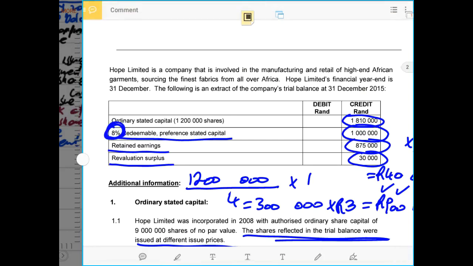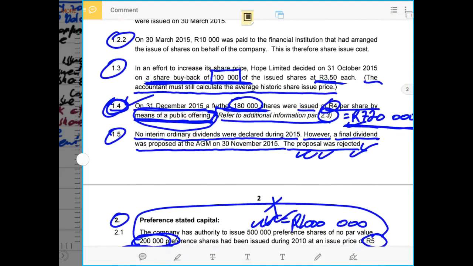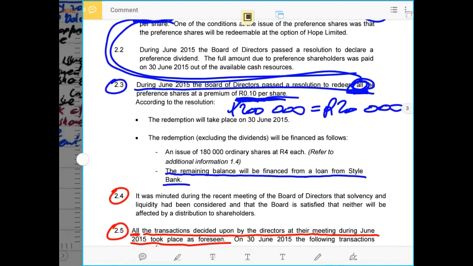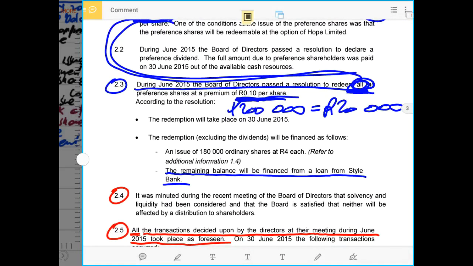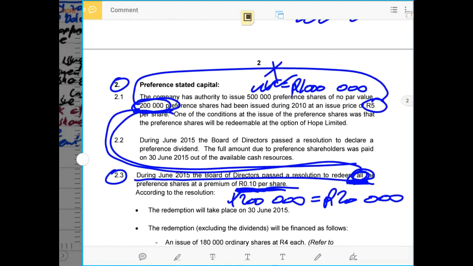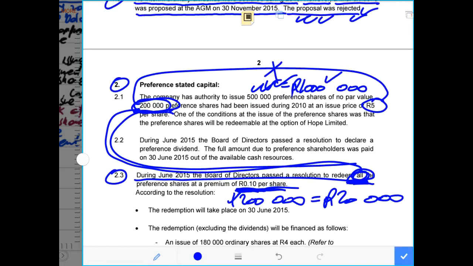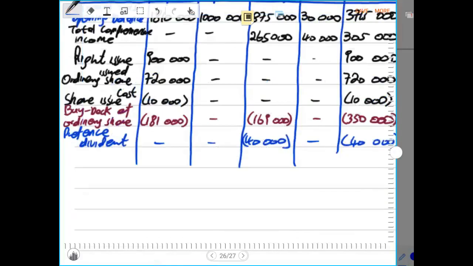So now if the declaration of preference dividends is during the year, before the end of the year, we have to account for the number of months. This is very crucial and very important. So now we are recording the redemption, which is the total of 1 million and the total of 20,000, which is 1,020,000 in total. So now we have to record the redemption of the preference shares.